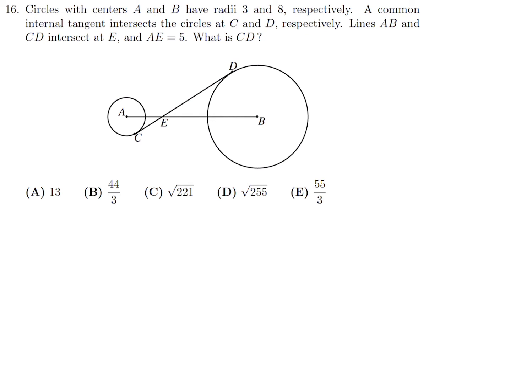16. Circles with the centers A and B have radii 3 and 8 respectively. A common internal tangent intersects the circles at C and D respectively. Lines AB and CD intersect at E, and AE is 5. What is CD?